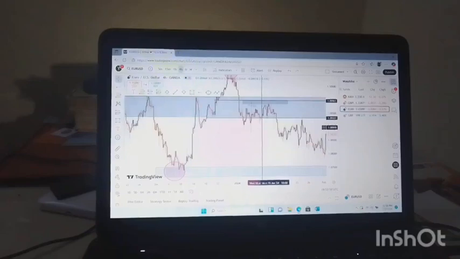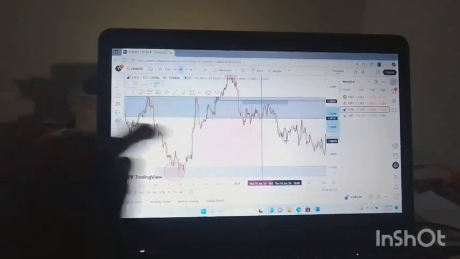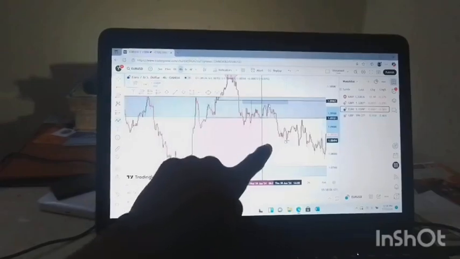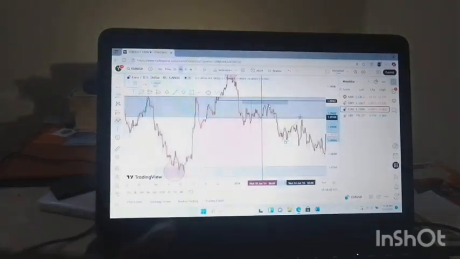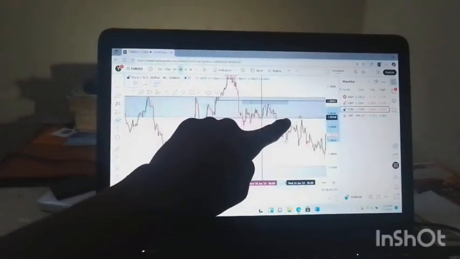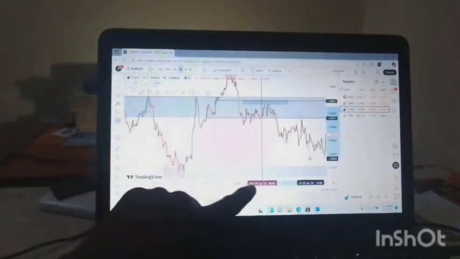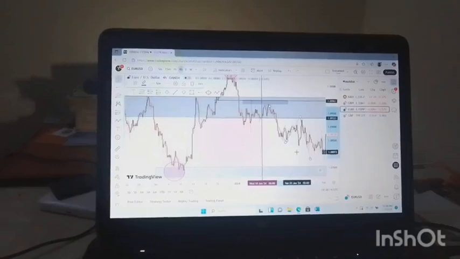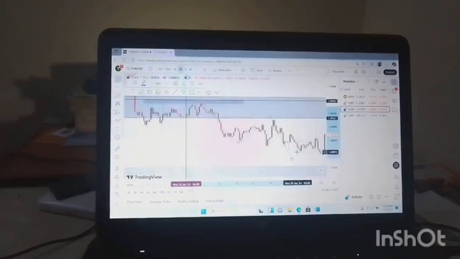So according to my rules, you don't just enter based on the fact that the market wants to start dropping on this very zone. Don't enter on this very zone here. What you do is wait for the market to pull back to this zone here, then drop. That way you can find your entry. Do you understand?